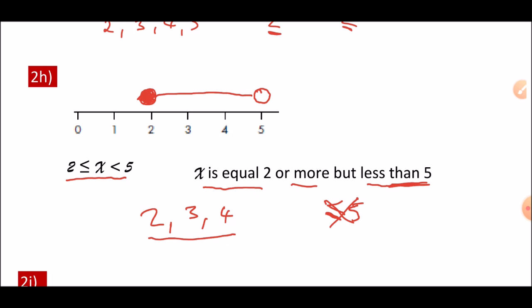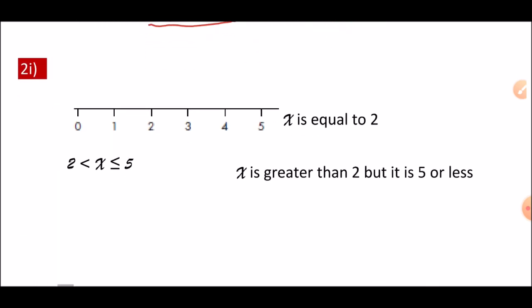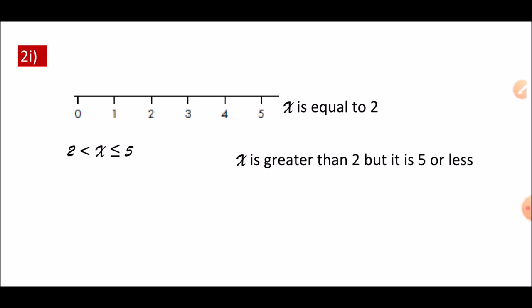I'll give you one final example. So in this situation, it's saying that x is greater than 2. Notice it didn't say x is equal to 2, x is greater than 2, but it is equal to 5 or less. So in this play center, for example, the rule might be the children have to be over 2 years old, but they can be 5 or less. So the integers that fulfill the criteria are 3, 4 and 5. The whole numbers that fulfill the criteria.